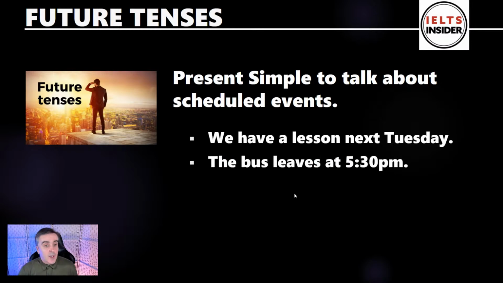We use it as well if we're talking about timetables, especially with transport. So the bus leaves at 5:30 p.m. We use this with trains, planes, and everything as well. So, present simple is one of those grammar tenses we can use to talk about the future, but it is only a specific purpose when we're talking about scheduled events.